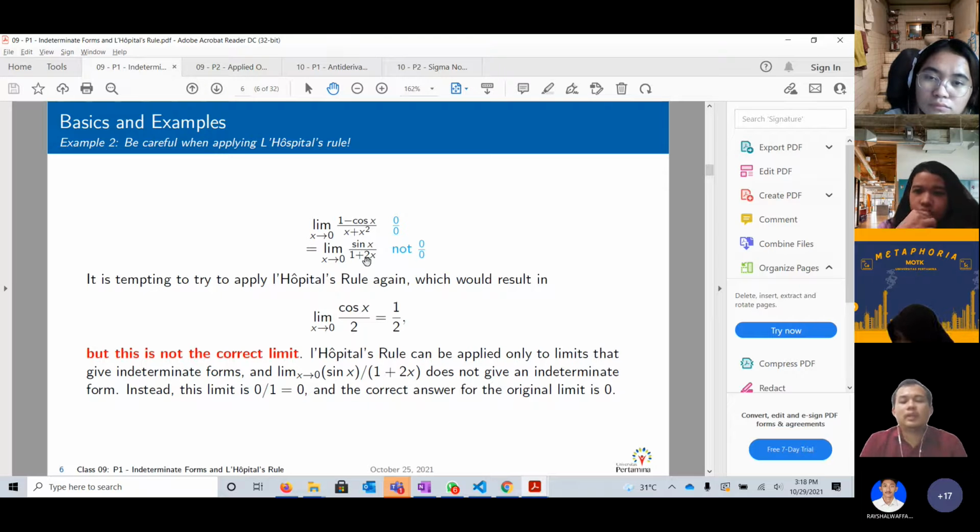But if we apply L'Hopital's rule again, it will result in cosine x over 2, which makes the limit become 1 over 2. But in this case, this is not the correct limit. So there's the note here: L'Hopital's rule can be applied only to limits that give indeterminate forms.